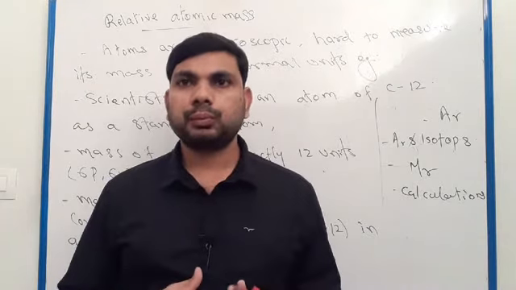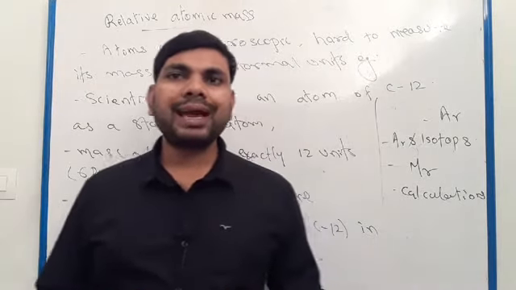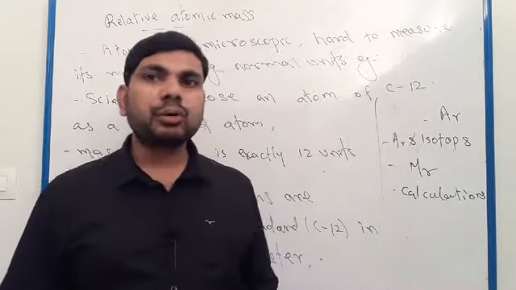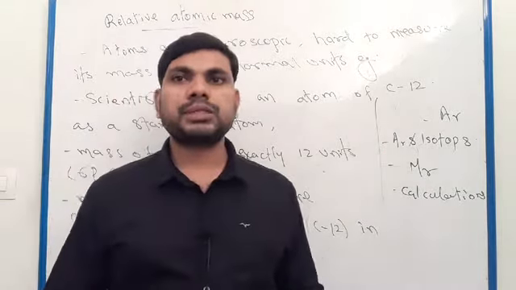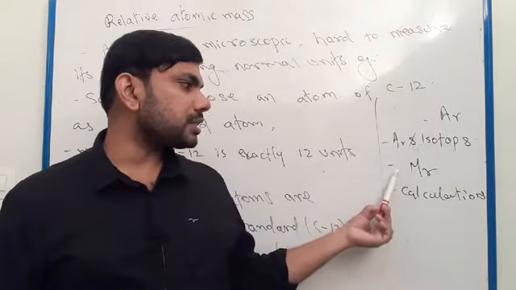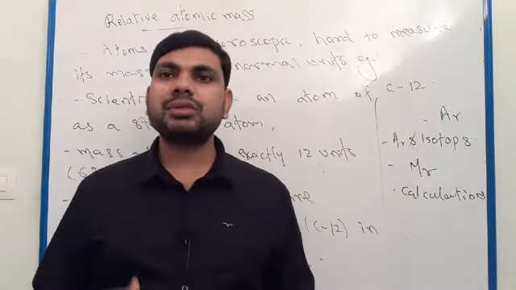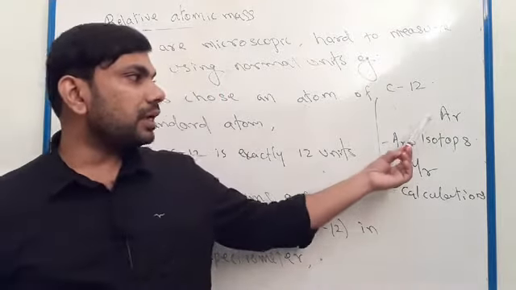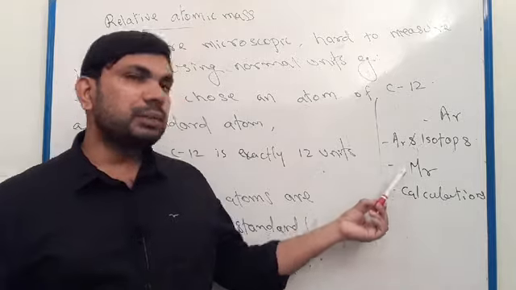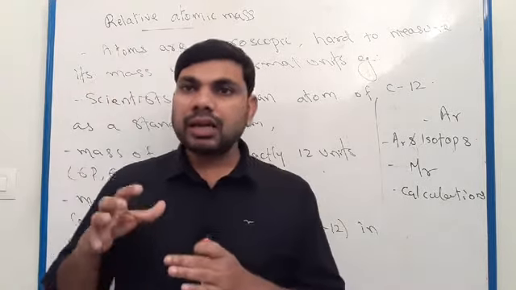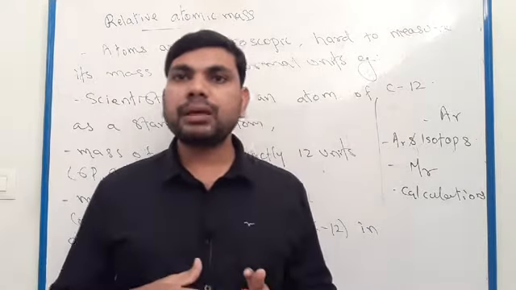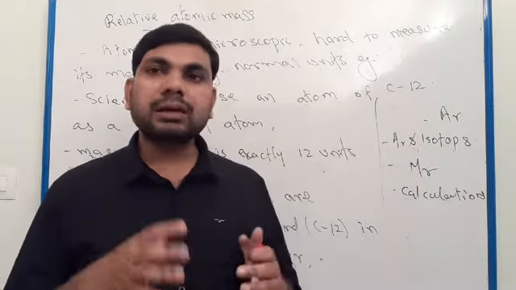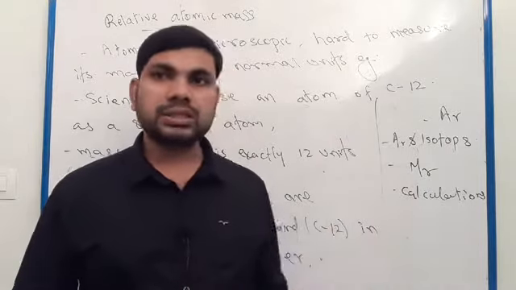In this video we are going to discuss stoichiometry part 2. We have to discuss relative atomic mass, isotopes, and molecular mass, and also some calculations. Here we will discuss relative atomic mass, relative molecular mass, and the relation between relative atomic mass and isotopes. Also we will discuss some calculations related to this.